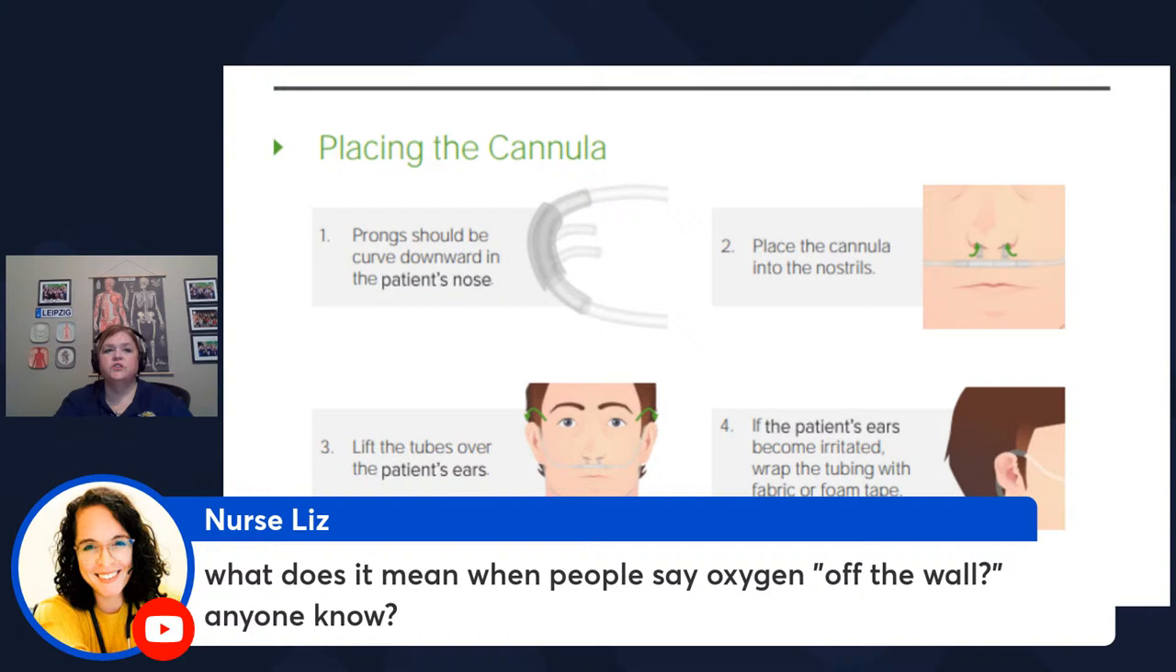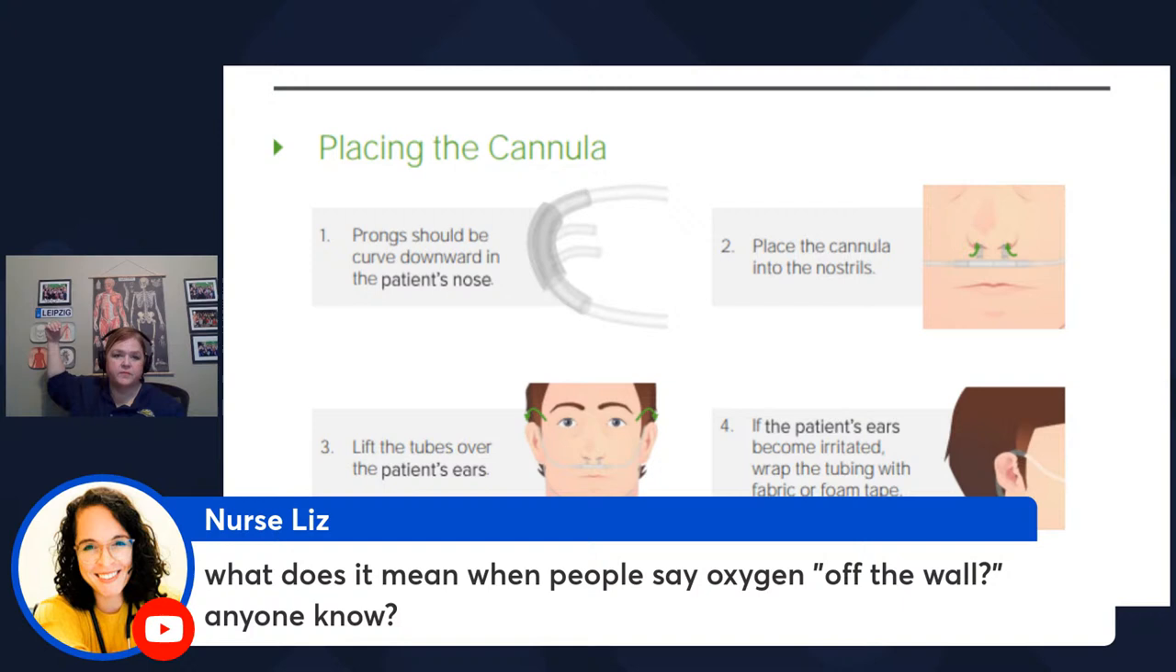So in most hospitals, they have these outlets that are usually by the head of the bed. Some of them are medical air, like compressed air. Some of them are oxygen. Some of them are suction. You don't ever really want to get those mixed up. They're all labeled the same, no matter what the hospital is. So if they say it's off the wall, that would be my guess, is they're saying that the nasal cannula is hooked up to the oxygen that's coming from the hospital system.